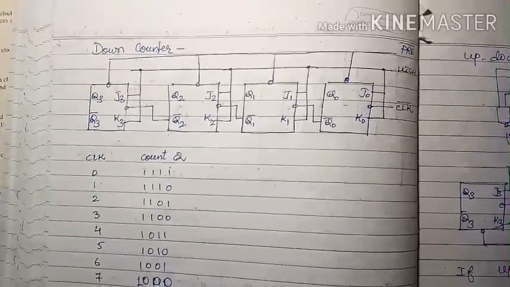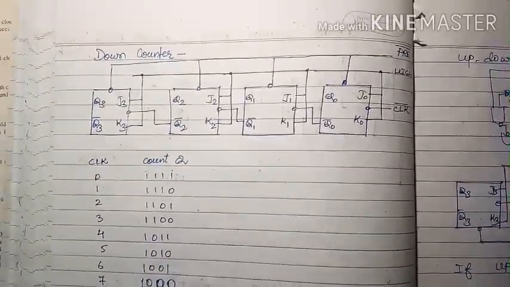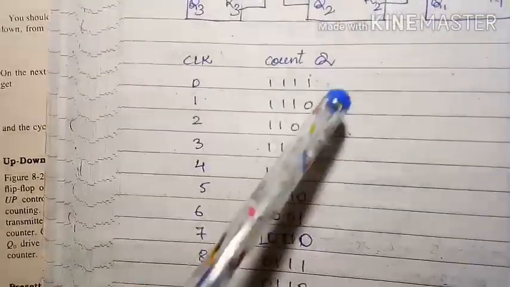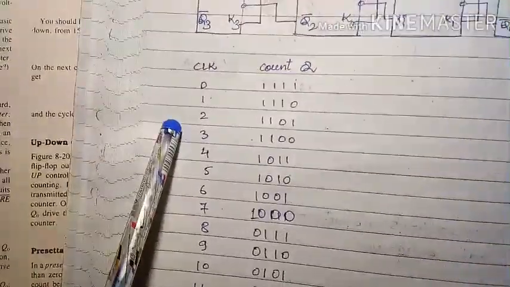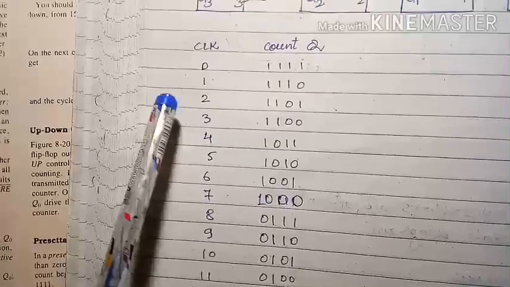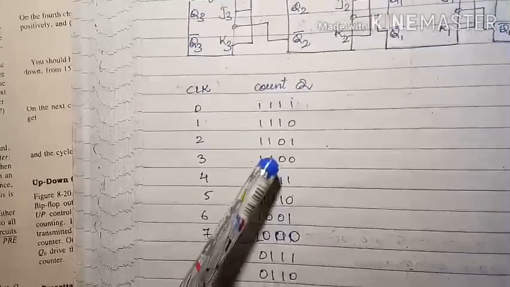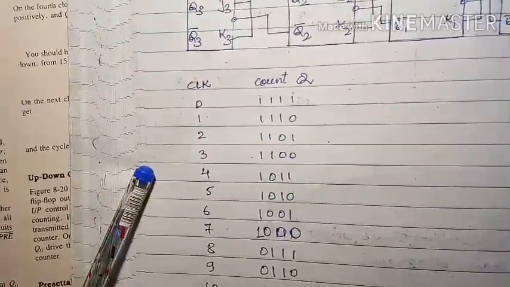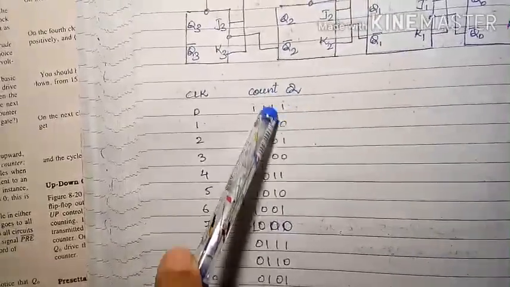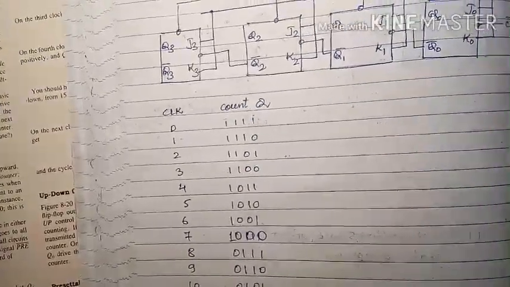The first clock pulse produces a negative toggle in Q0. So what will happen? Initially the count is 1111. When the first toggle occurs, a negative toggle will happen, 1 to 0. Positive toggle means change from 0 to 1 and negative toggle means change from 1 to 0. So here negative toggling is occurring, change from 1 to 0. So the first count is 1110.